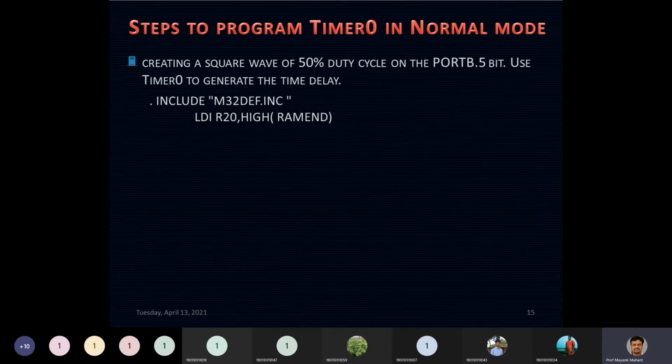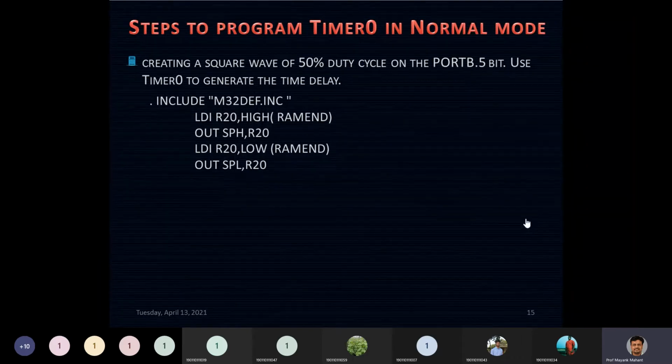How can we initialize our RAM section? The initialization of the RAM section can be done with these 4 lines of code. The first line is LDI R20, high of RAMEND. This RAMEND is an assembler directive. We already know what assembler directives are. Can anyone tell me what you mean by an assembler directive?